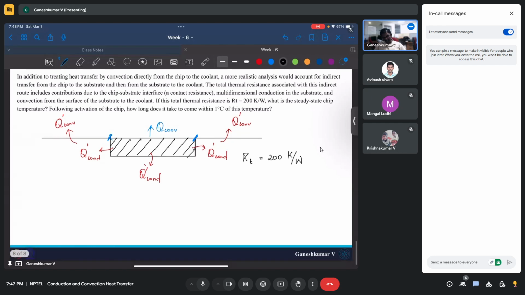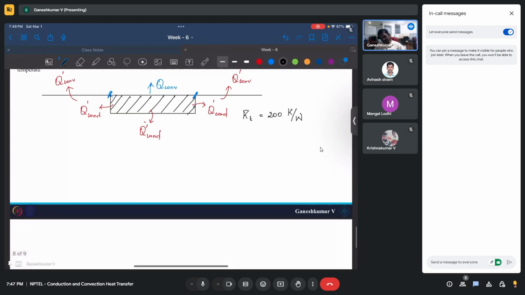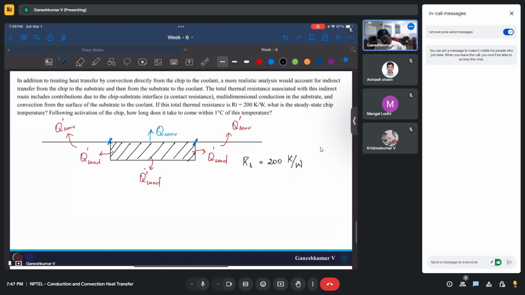So basically, as I said before, you should have the energy equation. At the end of the day, everything boils down to the energy equation. For the sake of completeness, let me write it. E dot in minus E dot out plus E dot generation is equal to E dot stored. The E dot stored is going to be rho Cv dT by dt, because we are working on the chip, which is not changing.